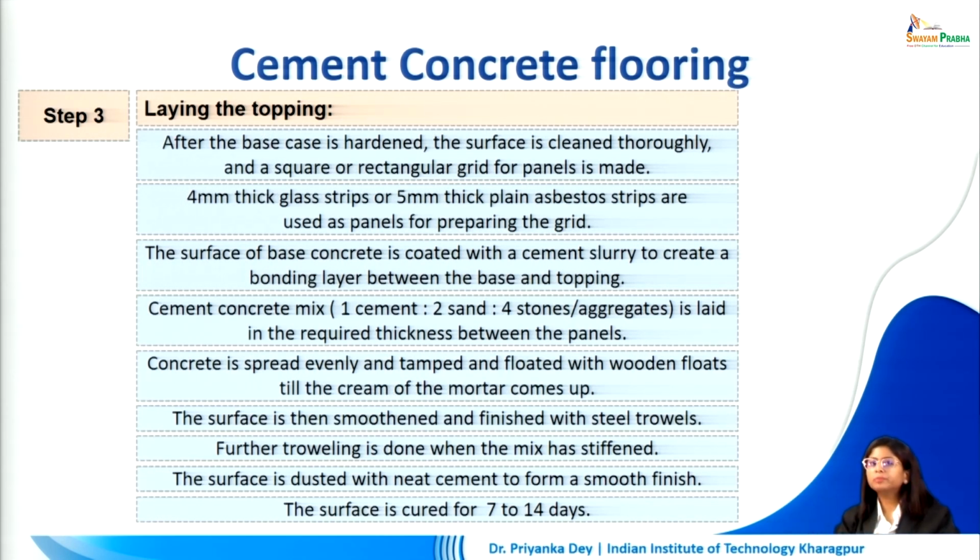Now, the surface of the base concrete is coated with a cement slurry to create a bonding layer between the base and the topping, and cement concrete mix at 1:2:4 is laid in the required thickness between the panels. Now, the concrete is spread evenly, and we use wooden floats to ensure that we have a level surface, and we keep doing that leveling until the cream of the mortar comes up, that is the froth comes up. Then the surface is smoothened and finished with steel trowels. Further troweling is done when the mix is stiffened. The surface is dusted with neat cement to form a smooth finish, and then the surface is left to cure for about 7 to 14 days.